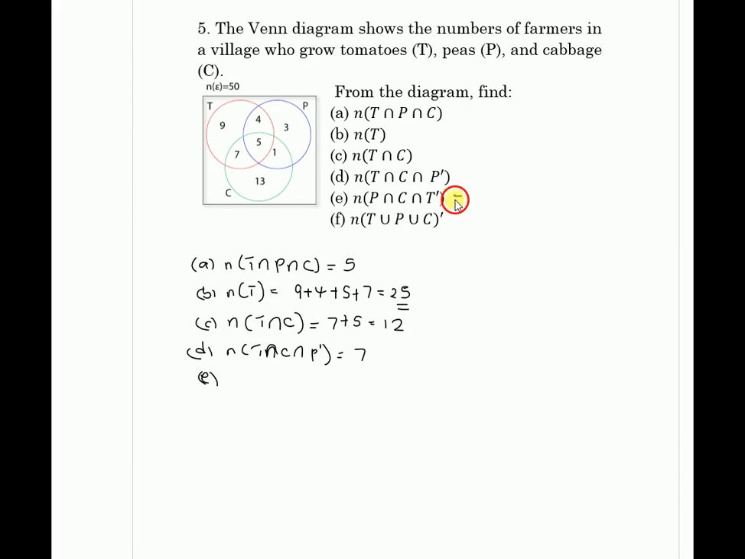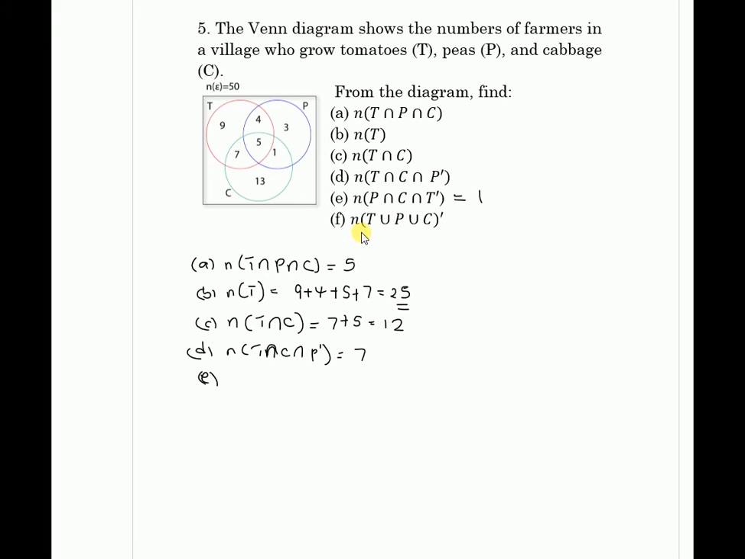Then part E, this one is now existing in P and C outside T. Let me just write it there. That one is in P and in C, but outside T, T complement. It is only that one there.